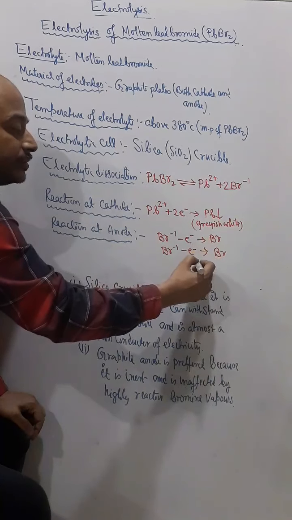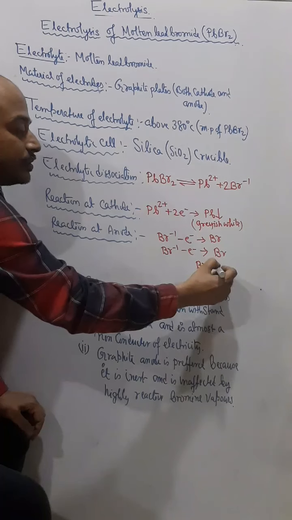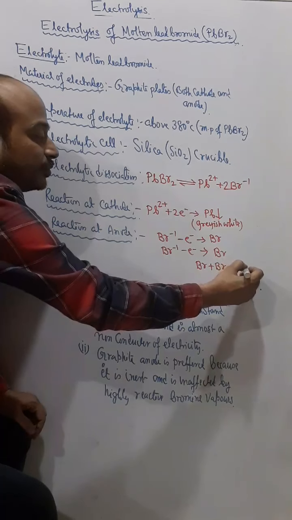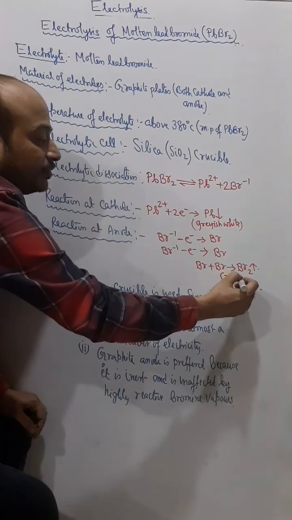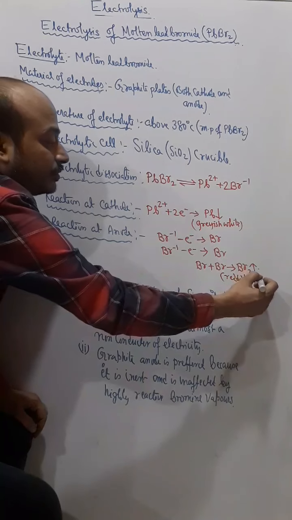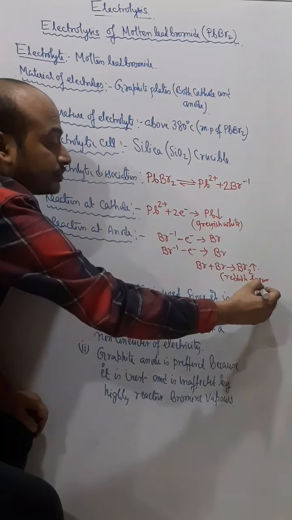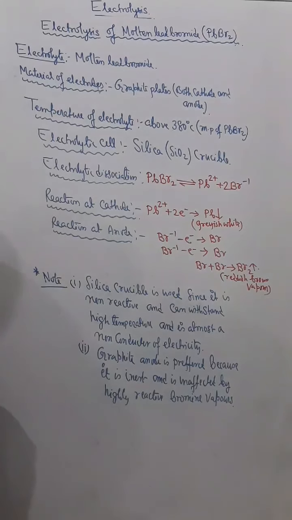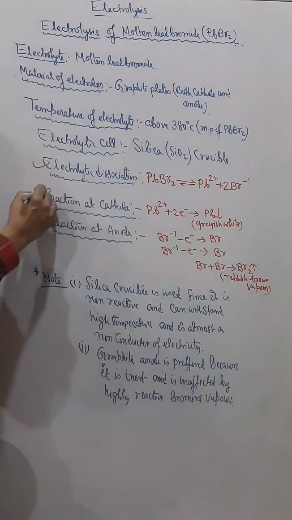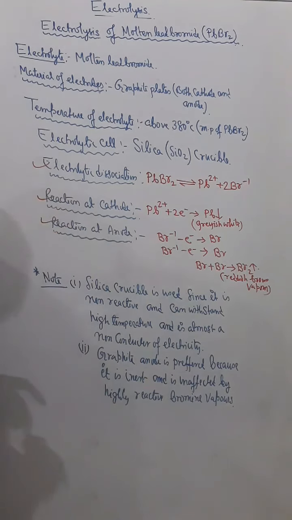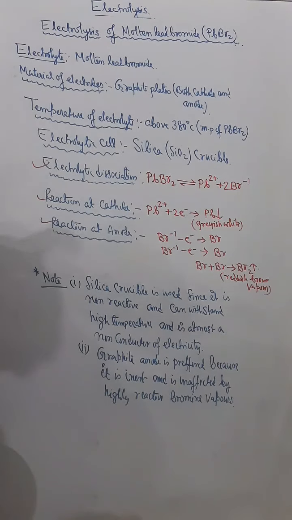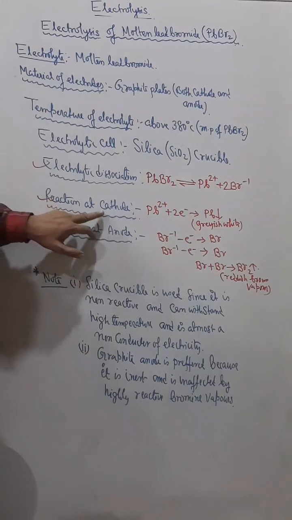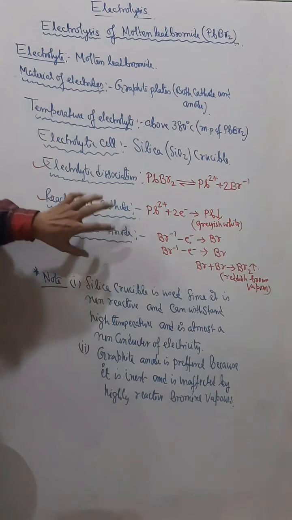Now these two bromine atoms react to give a bromine molecule, and you get bromine vapor, and this is a reddish brown vapor, or reddish vapor. Now in any electrolytic reaction, these are the three main parts. So always practice this reaction, because generally they ask what are the reactions at the cathode, and what are the reactions at the anode, more specifically.